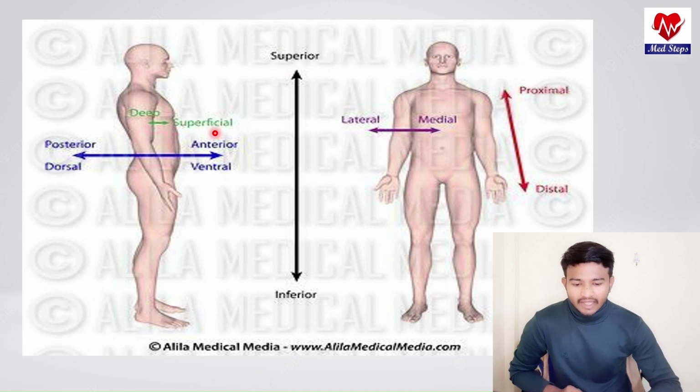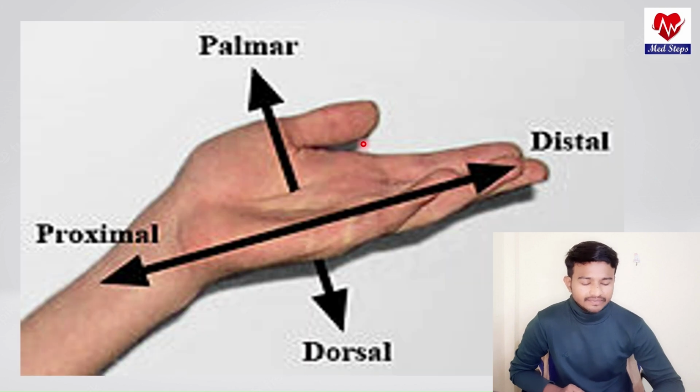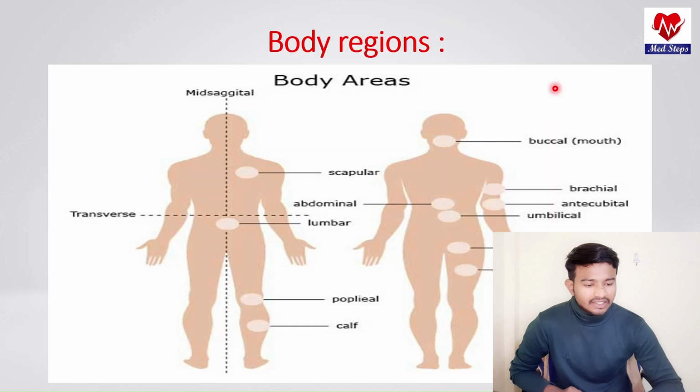See, in this image, you are observing superficial part and deep part. Superficial means the upper area. If you go deeper, you get the deep area. This is the median part. If away from the medial part, you get the lateral part. This is palmar, this is dorsal area. This is proximal and this is distal. Now, body regions.